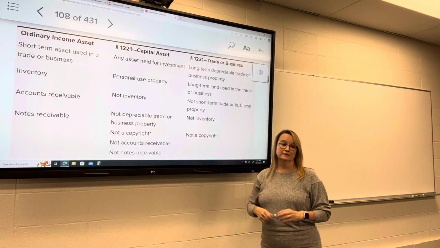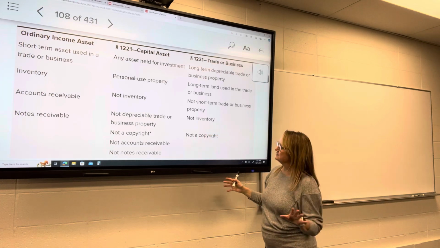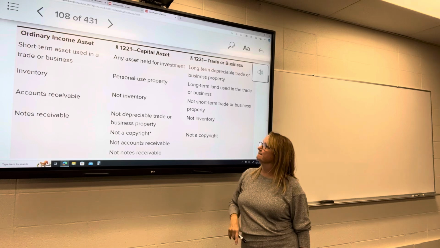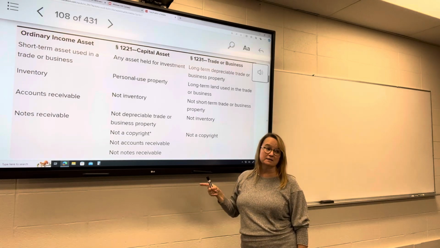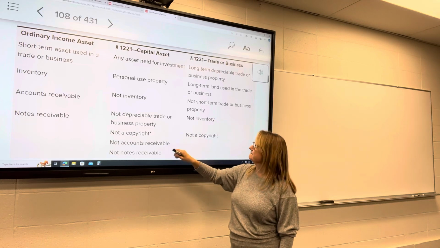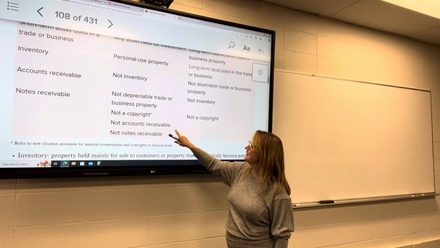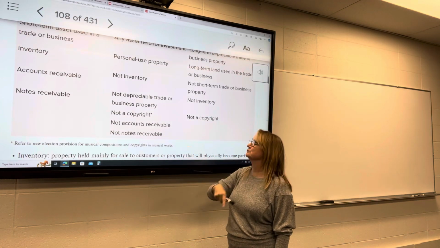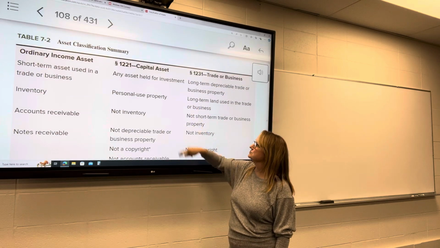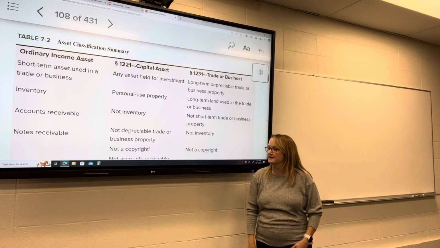Not inventory. It's never going to be inventory, capital assets. It's never going to be depreciable trade or business property. So if you depreciated it, it's not a capital asset, okay? Not a copyright, not an accounts receivable, and not a notes receivable. Essentially, investments and personal use property are capital assets.